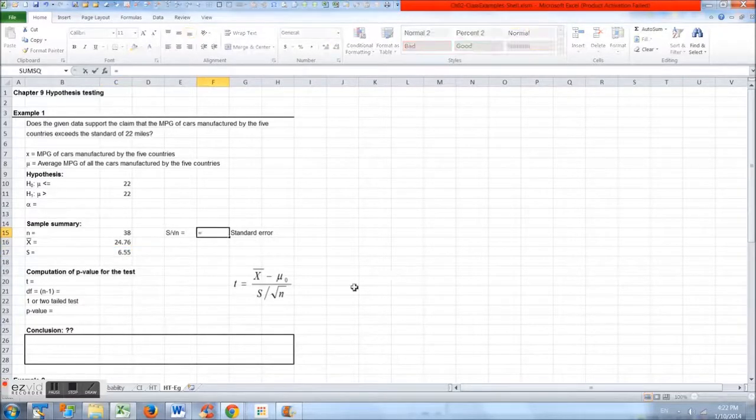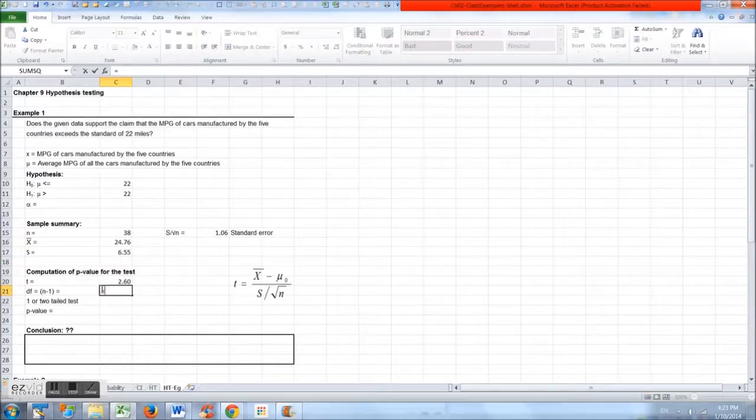Now the standard error is S over square root of n. Standard deviation S divided by square root of n. Next we calculate the t statistic. Here is the formula. So we go x bar right there minus mu sub 0. That's the value of mu in the hypothesis. We divide by the standard error which we just calculated right here. So that is the value of t.